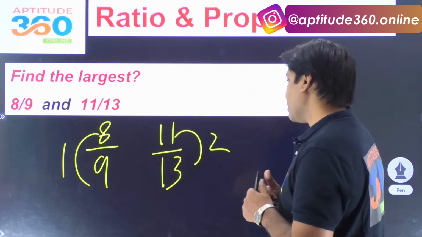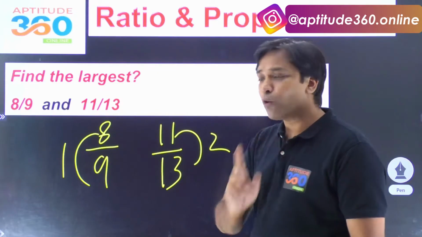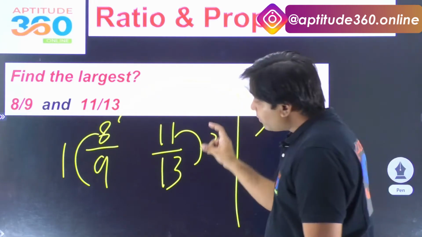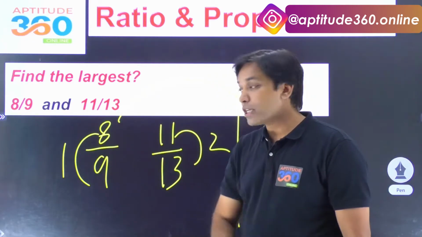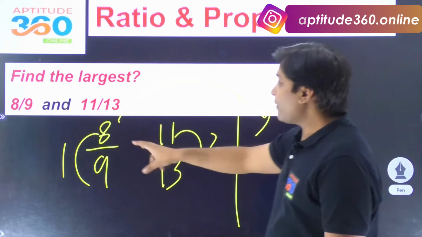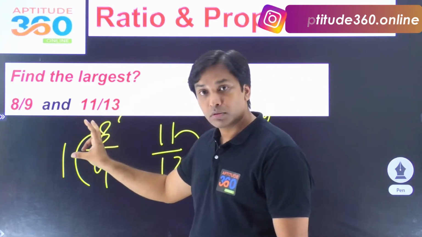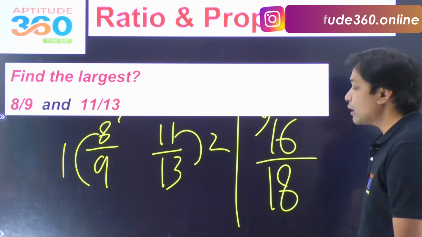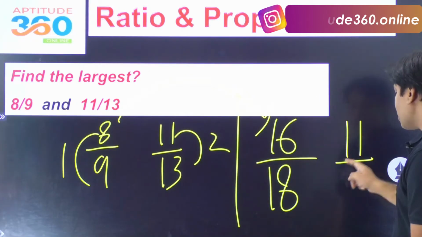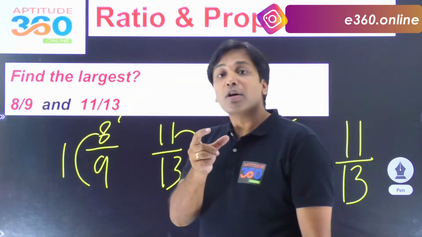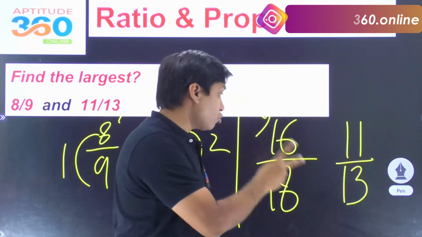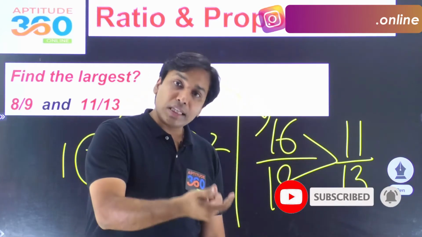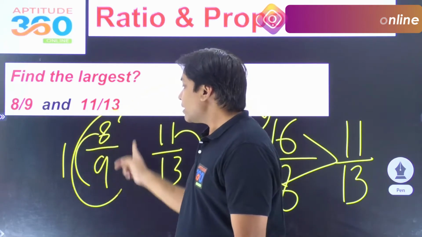If that is so, what is it that we should be doing? One thing that could be done is that you do something to 8/9 so that the difference between the two becomes same. Someone must have learned this. So I say, what if I multiply numerator and denominator by 2. If I multiply numerator by 2, it becomes 16, and denominator by 2, it becomes 18, and this value is 11/13. Now the difference between denominator and numerator in this case is 2. You can easily say that 16/18 is more than 11/13, and hence this one is the bigger value.